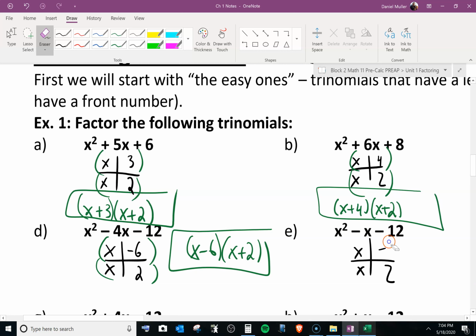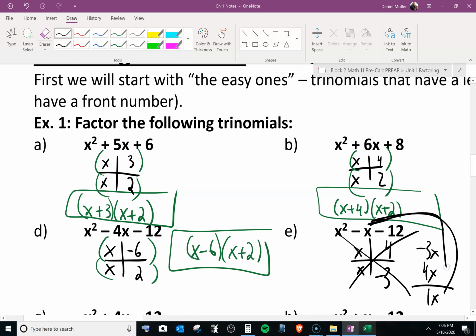You know, so what do I do? Well, 6 and 2 didn't work. So I'm going to try 4 and 3. Make that one negative. So the left side still multiplies to x squared. The right side still multiplies to negative 12. I have a negative 3x. On this side I have a positive 4x. If I add them, there's more positives, so I get a positive 1x, which is close, but I need a negative 1x.